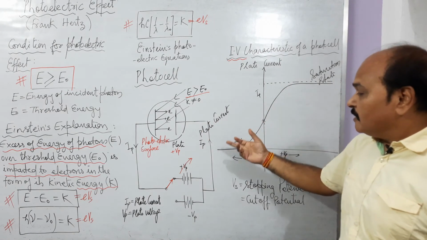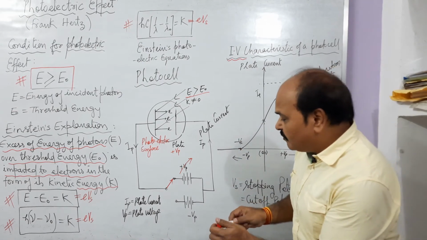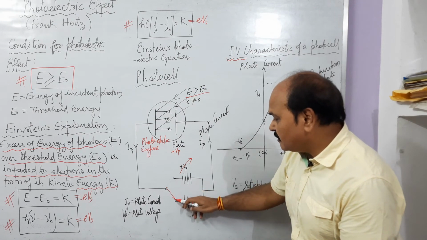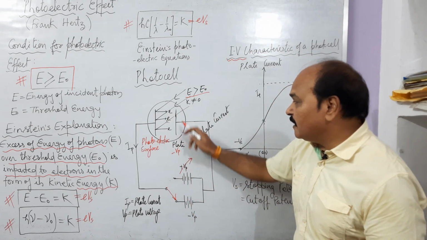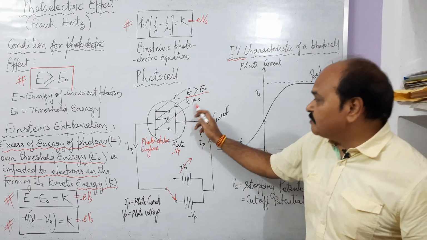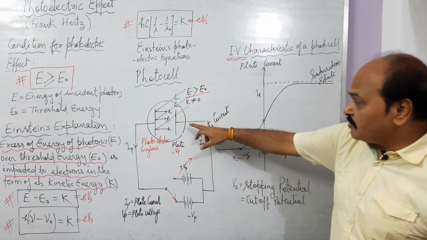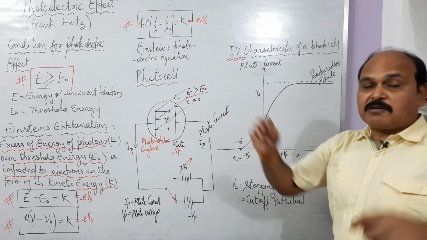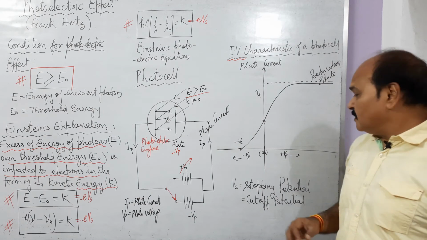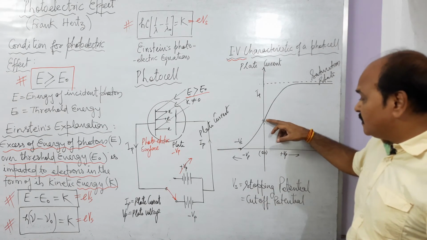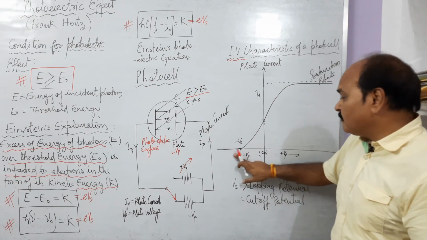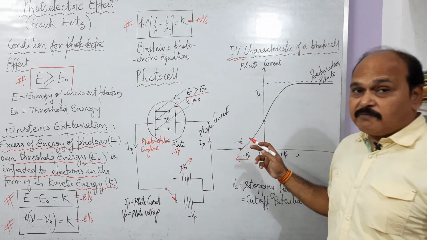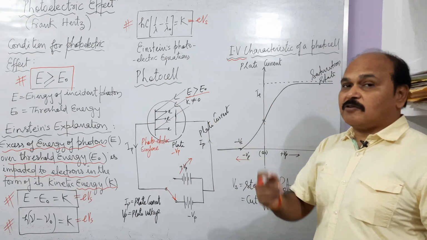Well, in the second situation, we disconnect this battery and we connect this battery like this. Now we give this plate a negative potential. When it was positive, it was attracting the electrons. When this plate is given negative potential, it will repel the electrons. So when we increase the value of negative potential applied over the plate, the value of current decreases simply because the plate starts repelling the electrons.